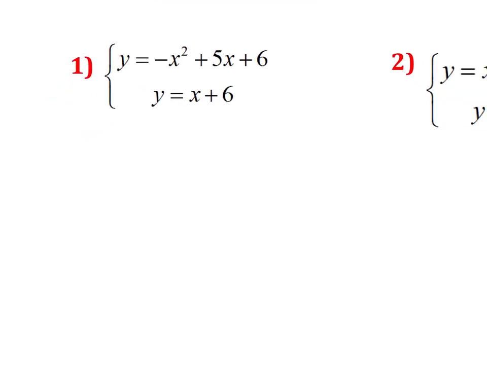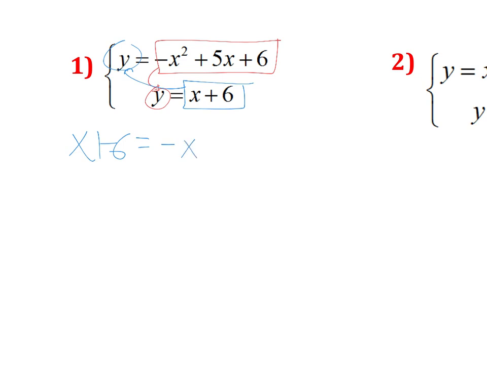So number one, I'm seeing these are both set equal to y. So y equals, y equals. So what I'm going to do is I'm going to plug in this first equation in for that y. Essentially, I'm setting these things equal to each other. Or if you wanted, you could plug this x plus 6 into that way. It doesn't matter. You're just setting these things equal to each other. So we've got x plus 6 equals negative x squared plus 5x plus 6. Sorry for the horrendous handwriting.